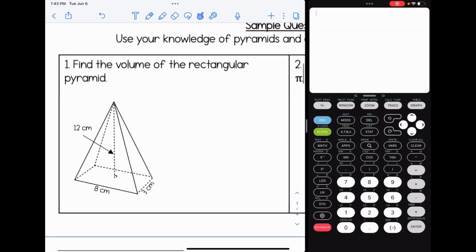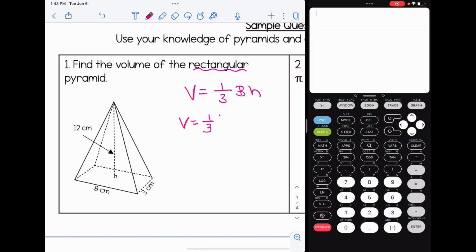So let's start with one here. Find the volume of the rectangular pyramid. So I'm going to start by just writing down what my volume formula is. The key is that it says it's a rectangular pyramid. That tells me the base is a rectangle. And to find the area of the rectangle, I'm going to do length times width, so 8 times 3 in this case. The height of the pyramid is 12.